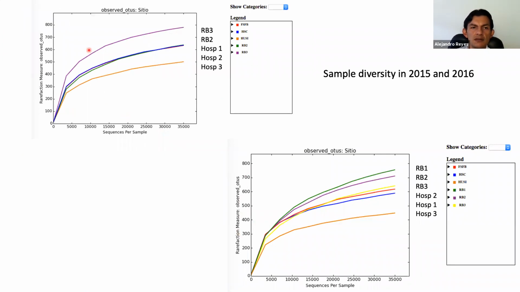So when we look at the diversity of these communities, we can clearly see that the river at its birth has the highest diversity. And then we have some of the samples from the hospitals, some of the samples from other hospitals here. So in general, this is showing one sampling that we performed in 2015. This is a sampling that we performed in 2016. And what we see is that rivers in general, especially the early sites of the river, the birth of the river and before the city, have higher diversity than what we can see in the residual waters.